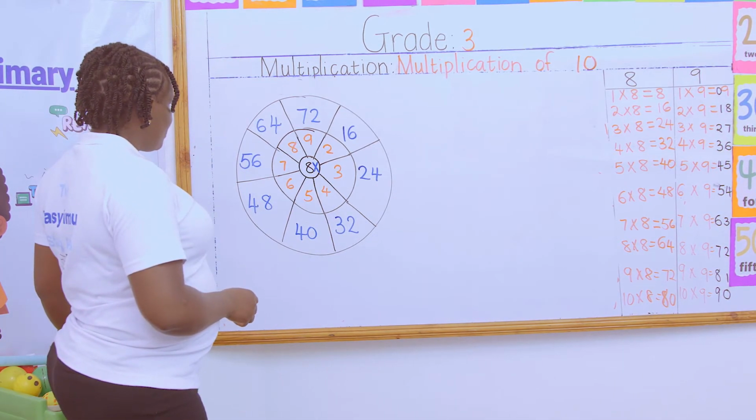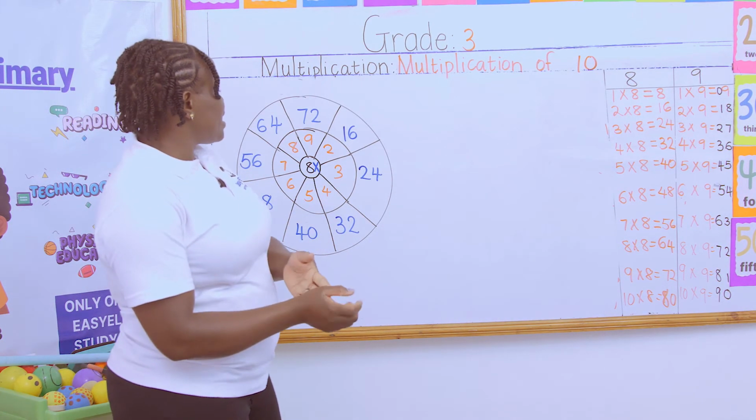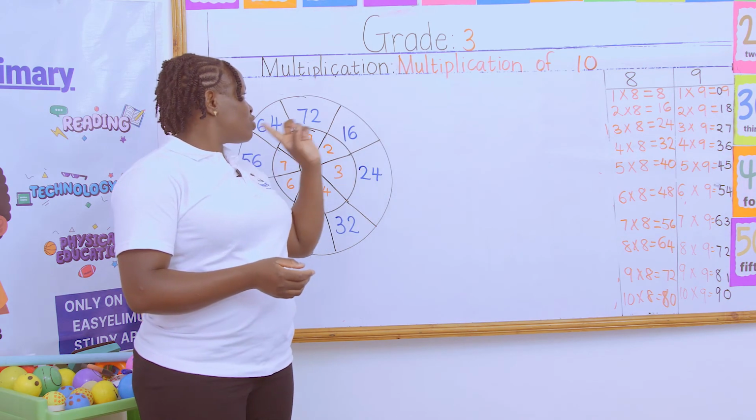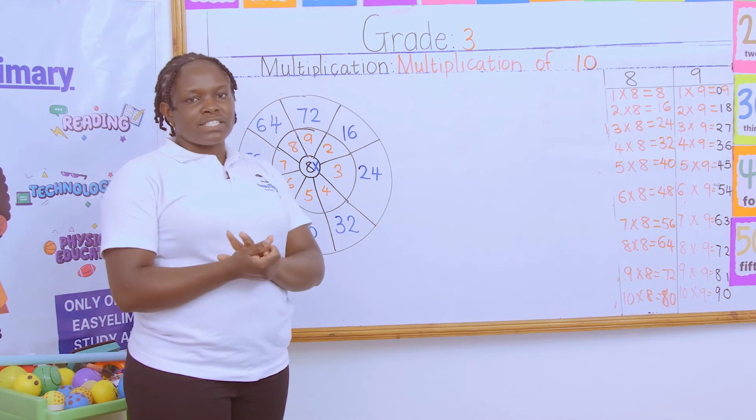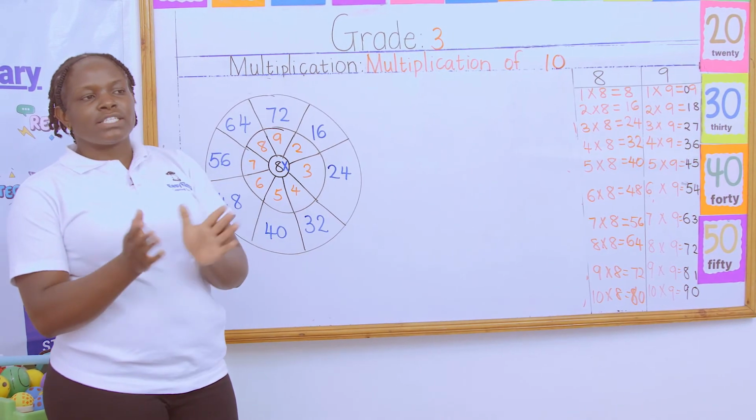So I need the ones for numbers 9 and 10. With the help of your guardians, do the multiplication of numbers 9 and 10 using the multiplication wheel, the way I have done it on the board.